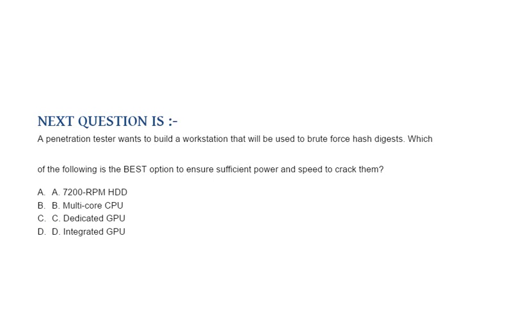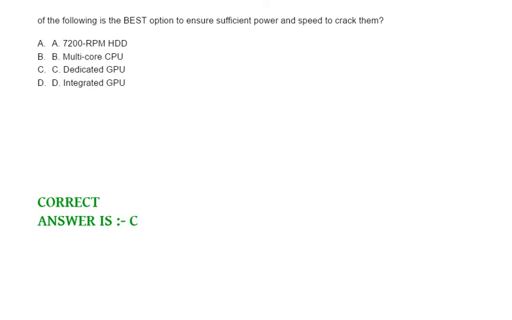Next question is, a penetration tester wants to build a workstation that will be used to brute force hash digests. Which of the following is the best option to ensure sufficient power and speed to crack them? Option A. 7200 RPM HDD. Option B. Multi-core CPU. Option C. Dedicated GPU. Option D. Integrated GPU. Correct answer is option C.